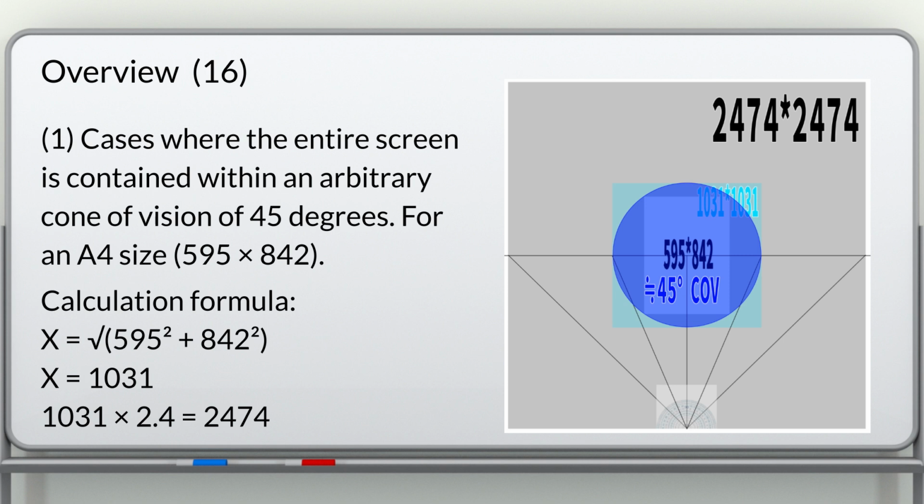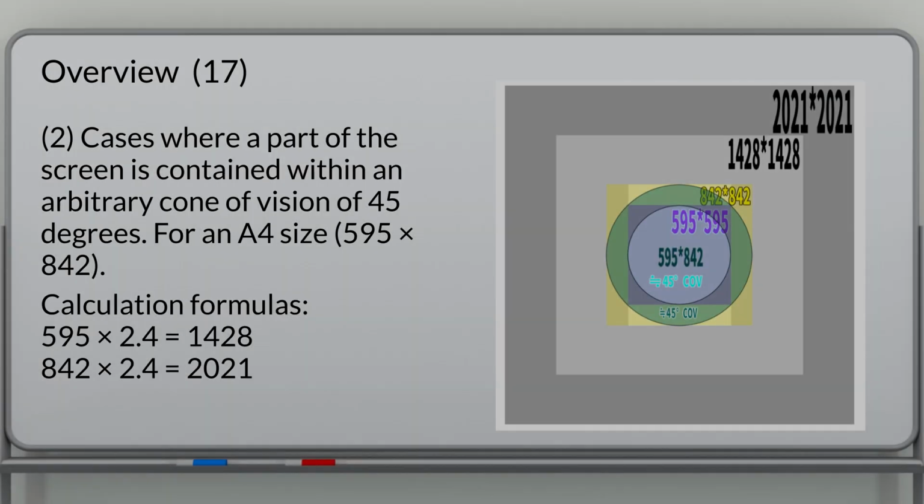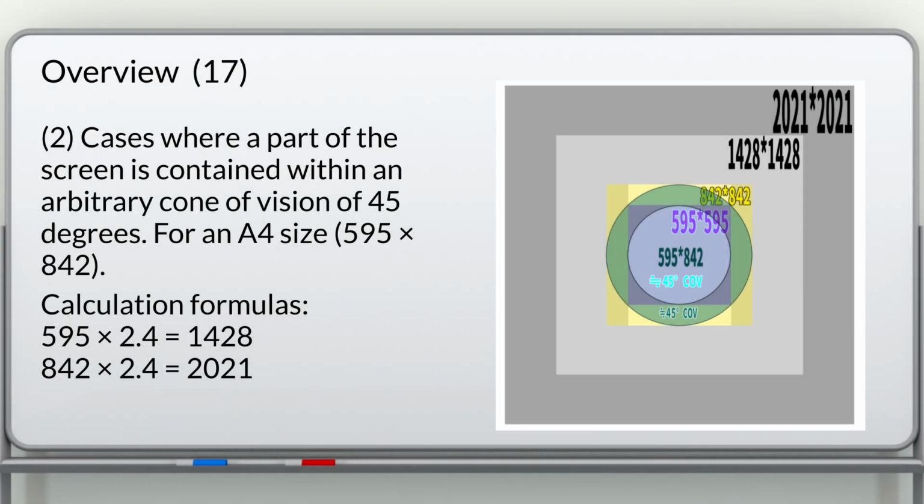1031 times 2.4 equals 2474. Cases where a part of the screen is contained within an arbitrary cone of vision of 45 degrees. For an A4 size 595 times 842. Calculation formulas. 595 times 2.4 equals 1428. 842 times 2.4 equals 2021.